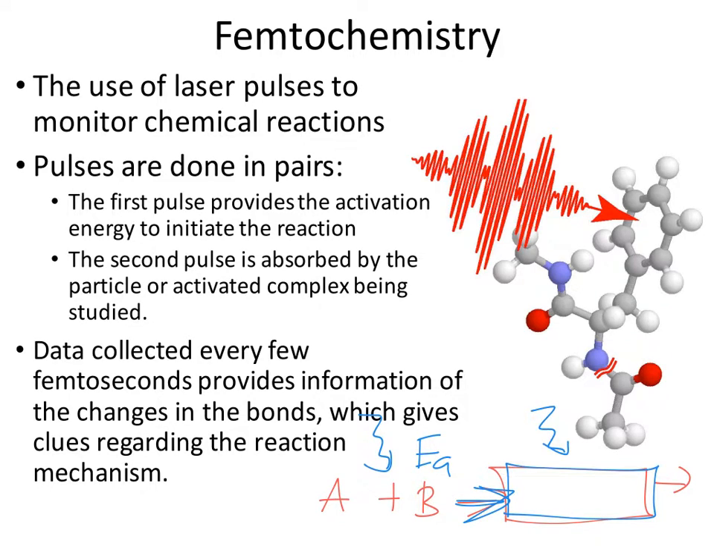This will give us information about the structure of our activated complex and the changes in the bonds that are occurring. So, remember when we were looking at the activated complex, we used dotted lines to show the formation and breaking of bonds that are happening simultaneously. We can look using femtochemistry at which bonds are being broken and which bonds are being formed, which will then give us an idea of the overall structure of our activated complex.